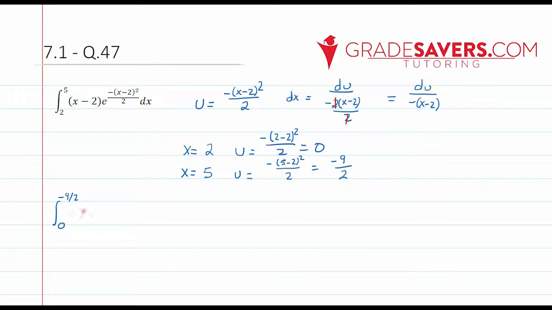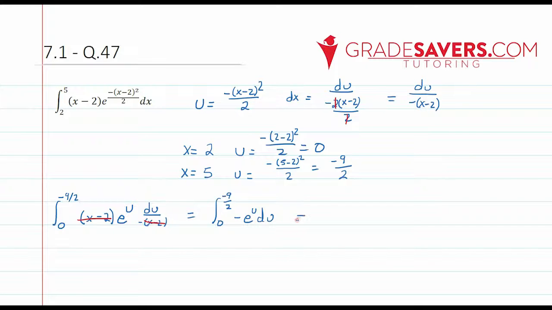And x minus 2 cannot be replaced by u or dx at this point, so we can leave x minus 2 in place. And e to the power of this term here just becomes e to the power of u times du over negative (x minus 2). And we can see the x minus 2 and this x minus 2 will cancel out. So let's simplify our integral a little bit. This becomes the integral from 0 to negative 9 over 2 of negative e to the u du. This negative here comes from the fact that there was still a negative remaining in the denominator here. Anything divided by negative 1 is still negative.